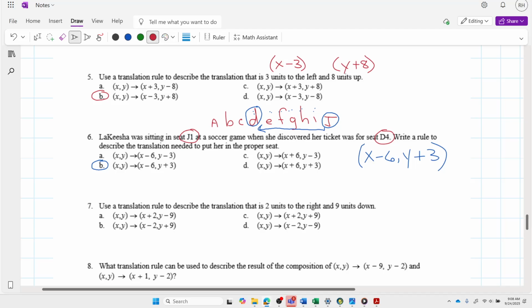In problem number 7, you're asked to use a translation rule to describe the translation that is 2 to the right and 9 down. So again, 2 to the right, what do you do to the x? Good, x plus 2. 9 down is y minus 9. So we're looking for plus 2 and minus 9. Option A.